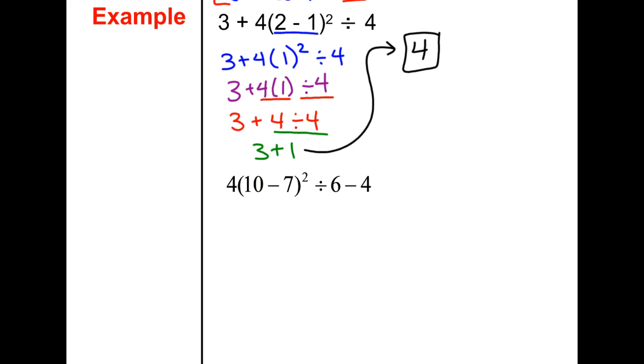There's our final answer. Now this last problem, I want you guys to pause, and I want you to try it on your own, and then check your answer.